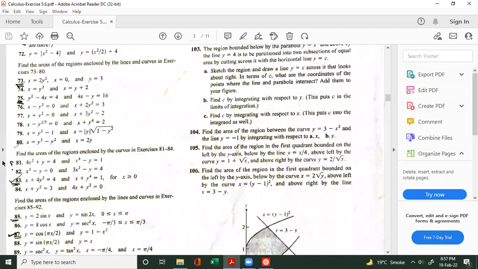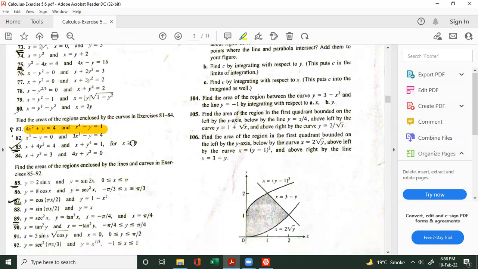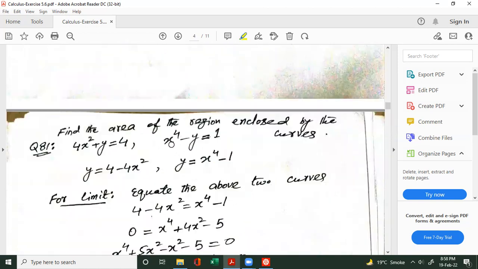So today my question is: find the area of the region enclosed by the curves in exercises 81 to 84. We will try to cover some of the questions from question number 81. So these are two curves, and we want to find the area between these two curves.